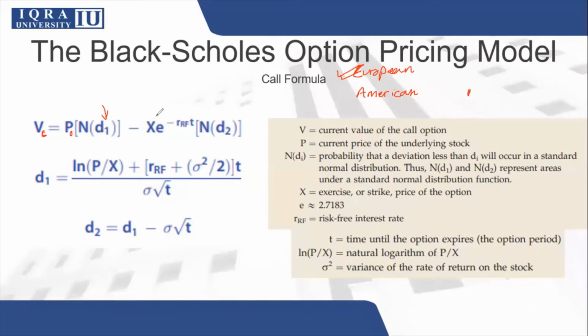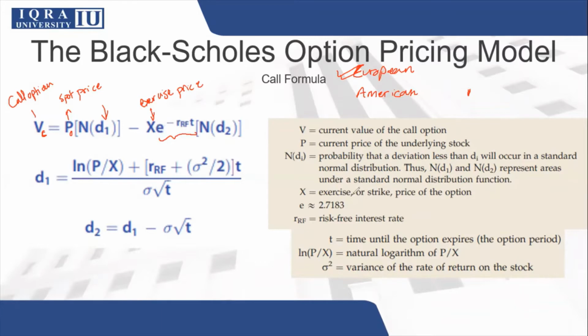Then what is X? X is the exercise or strike price of the option. So this is your exercise price. I think it's better if I write the things over here. This is the spot price of the underlying, and this is the value of the call option. Minus, so you have X e to the power minus RfT. Basically, you're calculating the present value of this exercise price. This is what is happening over here. This is simply calculating the present value of the exercise price.